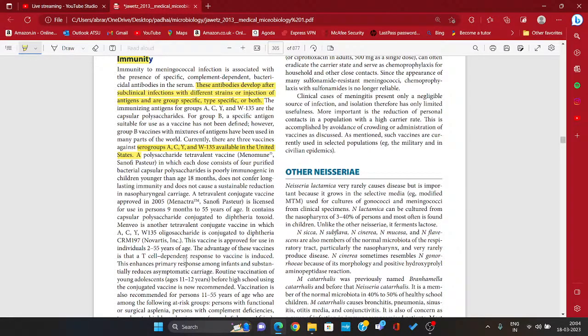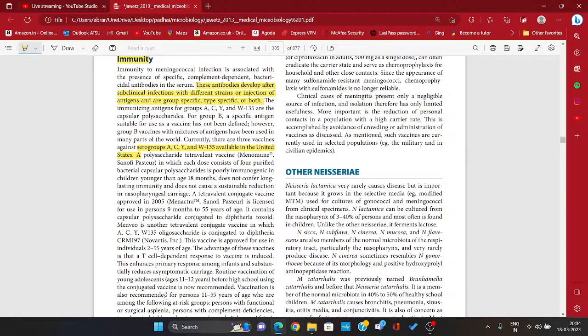A tetravalent conjugate vaccine approved in 2005, Menactra, Sanofi Pasteur, is licensed for use in persons 9 months to 55 years of age. It contains meningococcal polysaccharide conjugated to diphtheria toxoid.